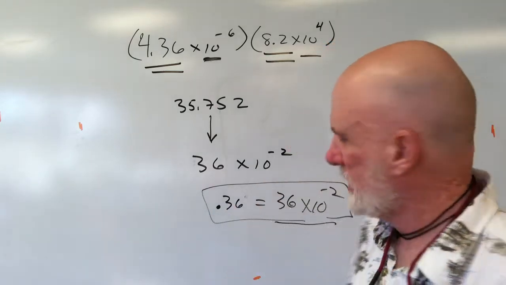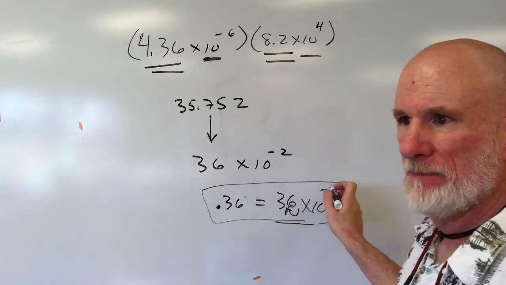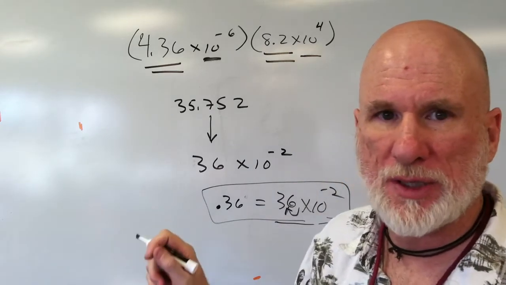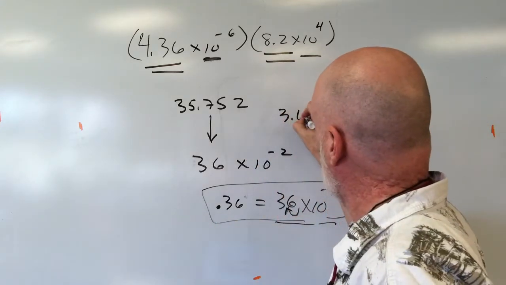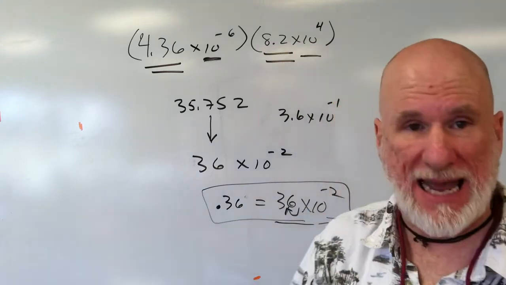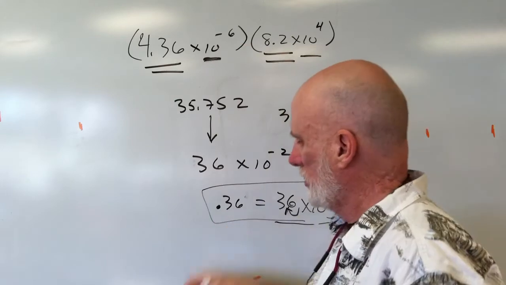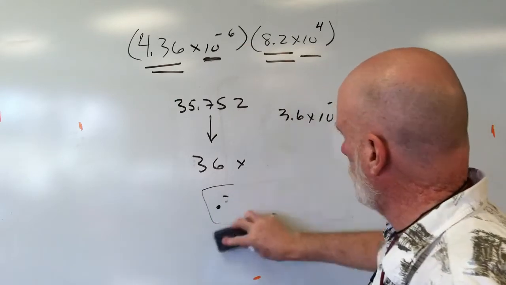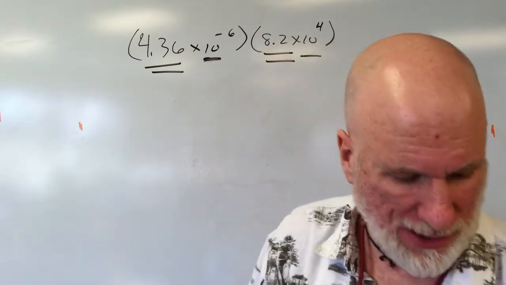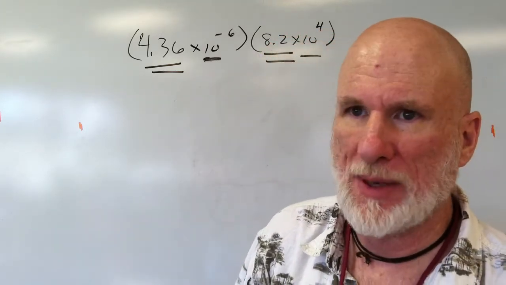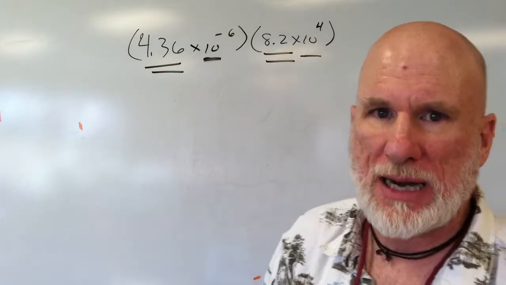But if you want to put it in scientific notation, and I'm going to move this way, that has to decrease or increase by 1. So it'd be 3.6 times 10 to the negative 1, which is what we said, or simply 0.36, same thing. Okay? So you can do scientific notation problems without a graphing calculator. You can do it without a scientific calculator. You just need a regular calculator with add, subtract, multiply, and divide.